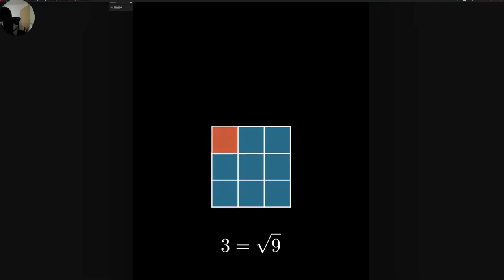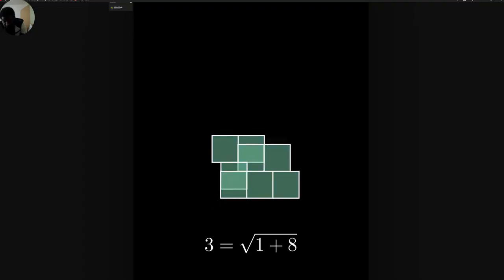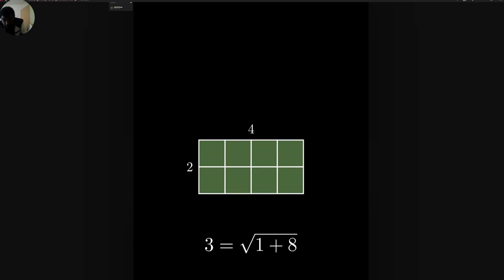Visualize 3 squared. It's a grid of 9 blocks. Now watch what happens if we remove exactly 1 block. We are left with 8 blocks. It looks like an L. But Ramanujan realized this shape is just a disguised rectangle. Height 2, width 4. So 3 is actually the square root of 1 plus 2 times 4.